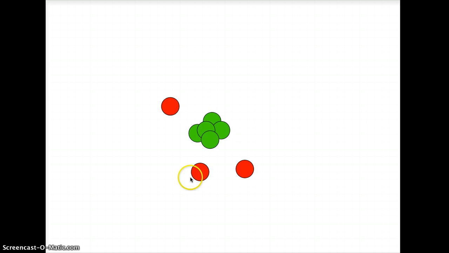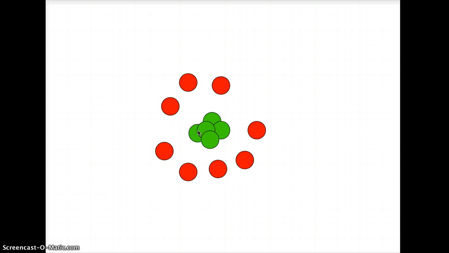Now, if we have 1, 2, 3 red ones and 1, 2, 3, 4, 5 green ones, our net color is going to be 2 green because we have 2 more green ones. So here we're back to neutral. There's 5 red and 5 green. If we add some red, so now there's 1, 2, 3, 4, 5, 6 red, and remember still 5 green because we can't touch them. Now our net color is going to be 1 red. We have 1 more red than we have green.